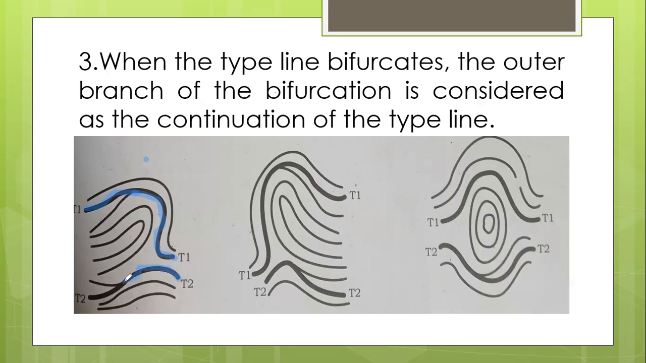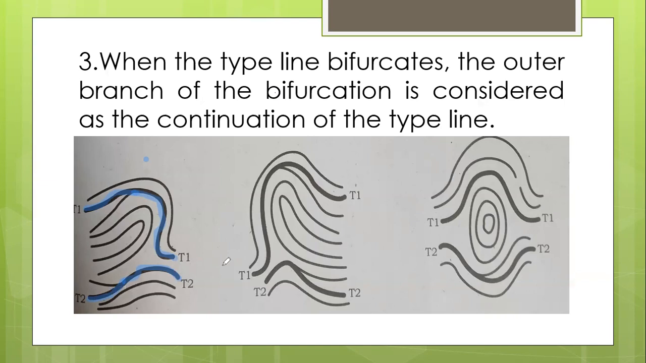And then, suddenly, it bifurcates. This one is the inner. But the rule says, we will continue our type line considering the outside branch of the bifurcation as the continuation of the type line. That is why, when we continue to trace the type line, we will consider the outside bifurcation, which is now considered as type line 2.